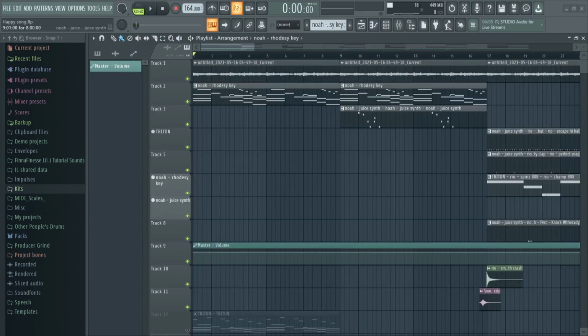So the second one was made in A major, which is like joyful, youthful, cheerful, and it had a BPM of 164.